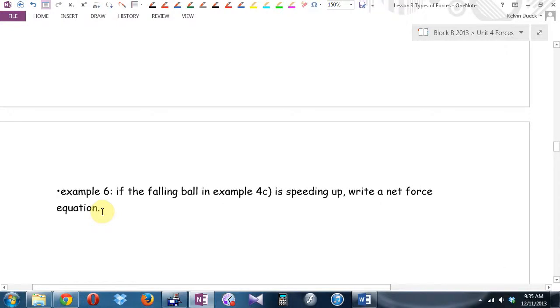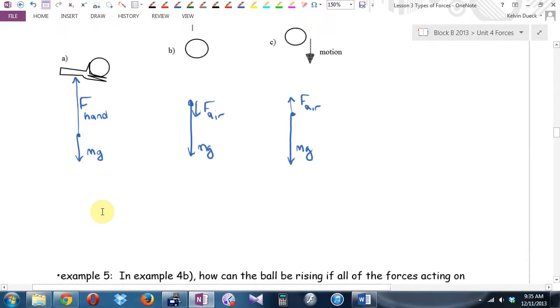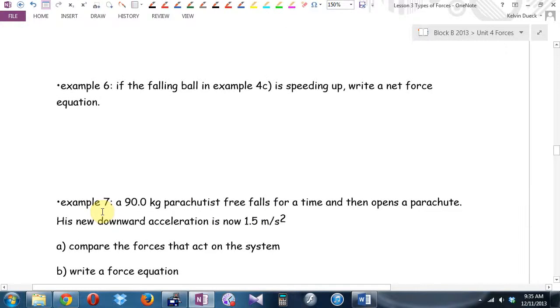Example 6 says, if the falling ball in example 4c is speeding up, write a net force equation. I'll scroll back. Here's my free body diagram. So example 4c, who's winning? Gravity. Who's losing? It would look like this. Gravity minus, how about F air for air resistance, equals ma. And if I knew more numbers, Kylie, I could probably do some good crunching.